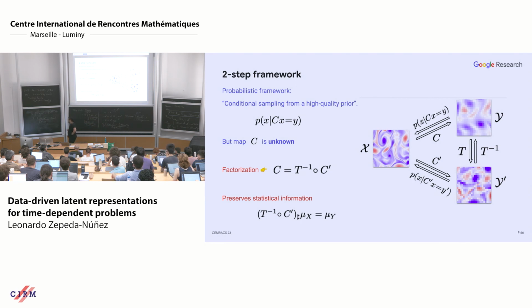Now, this map C, you have no idea what it is. So you can at least add the minimal things that it has to satisfy. In this case, what we want to satisfy is that the push forward of this transformation preserves statistical information. So if you have a distribution in U, and you push forward through this map in X, you have to get the correct probability distribution in Y. We think this is the minimum you can ask.